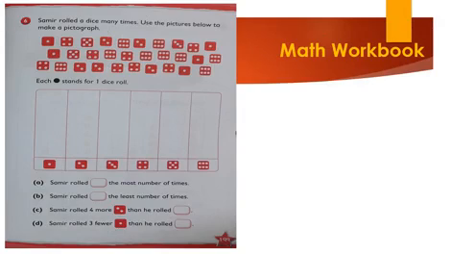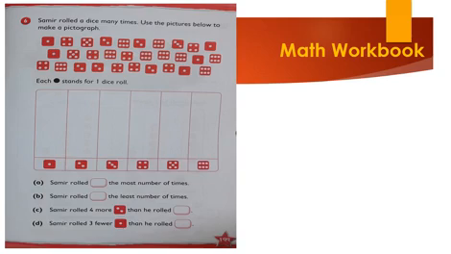Okay, now kids, let's go to the next page, still on your math workbook. Page 199. Samir rolled a dice many times. Use the pictures below to make a pictograph. So you have to group these dice according to their correct number. Each dot stands for one dice roll. So you have to group them correctly in the pictograph. At this point, kids, you can pause this video so that you can finish your pictograph. Okay?